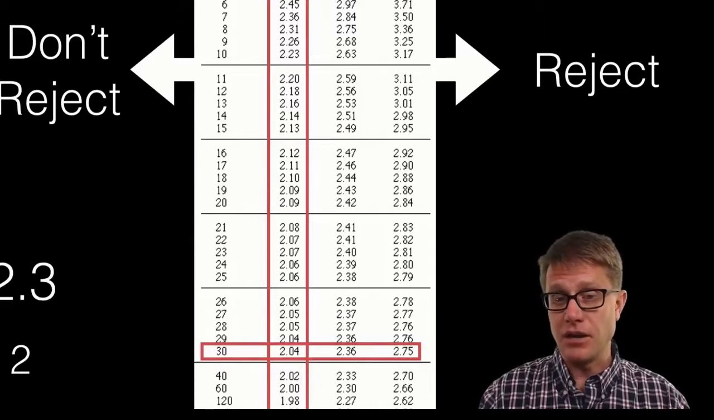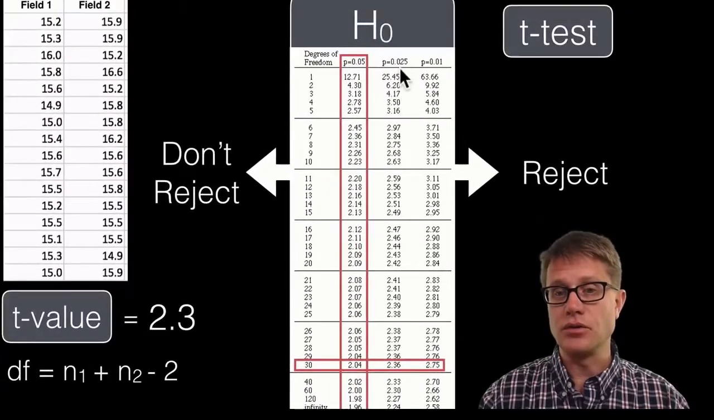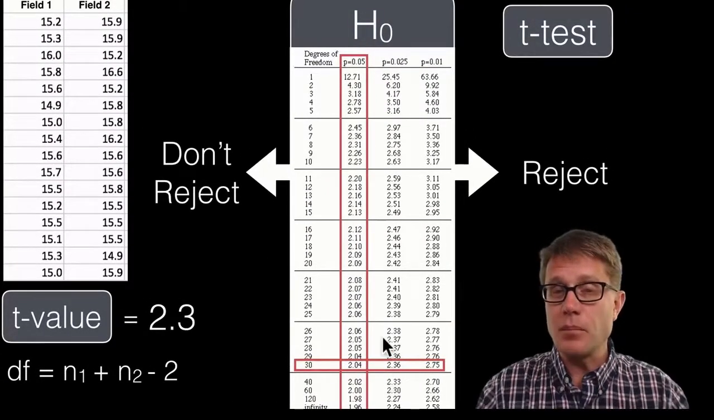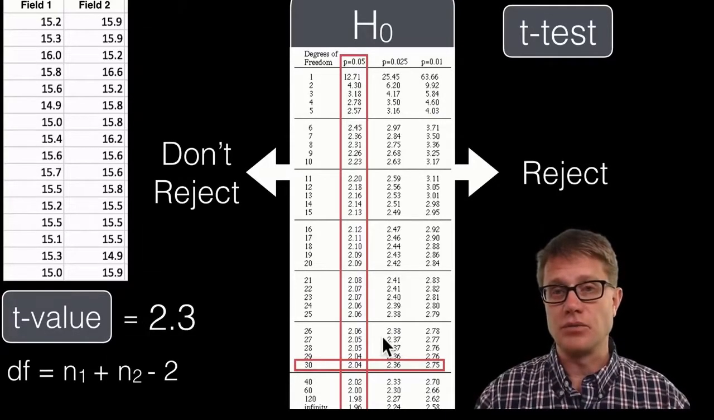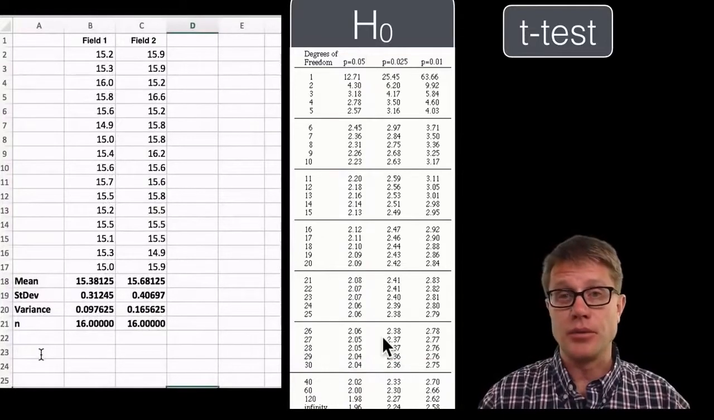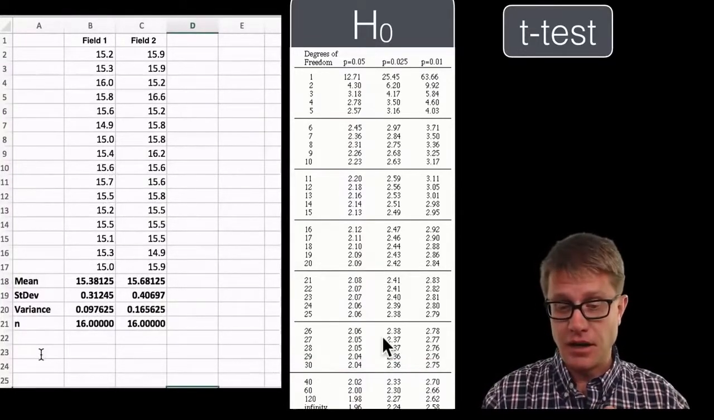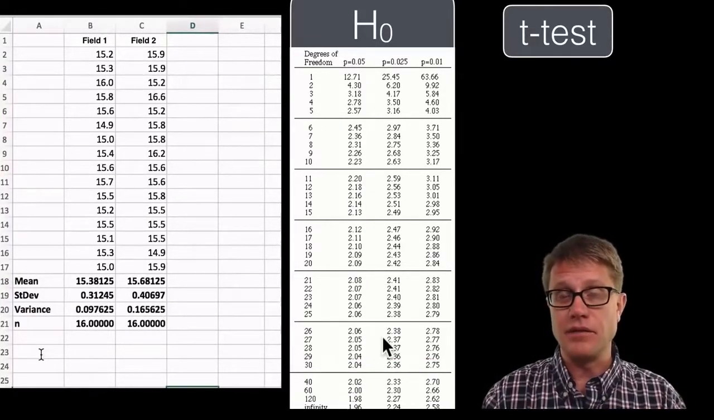Now it's not much higher than that. Remember, it's just 2.3. And if we were to look over here to the 0.025 probability, we can see that we're actually lower than that. So we're not positive, but we're pretty sure that there's something statistically significant between these two. Now that was a lot of work. We had to calculate our variance, our means, our sample size, and then find this table.